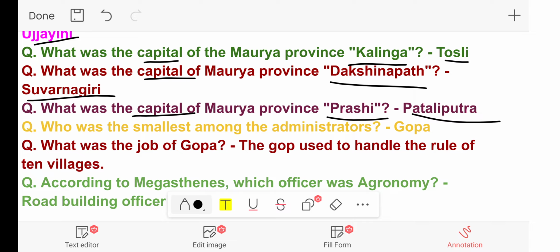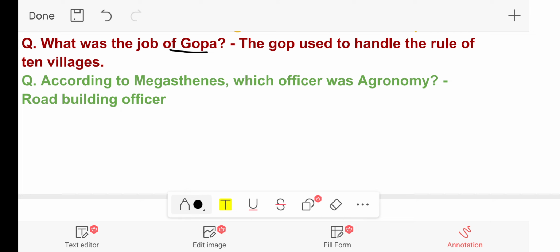Next, what was the job of Gop? Answer: Gop used to handle the rule of 10 villages. Next, according to Megasthenes, which officer was in charge of agronomy? So the answer is the road building officer.